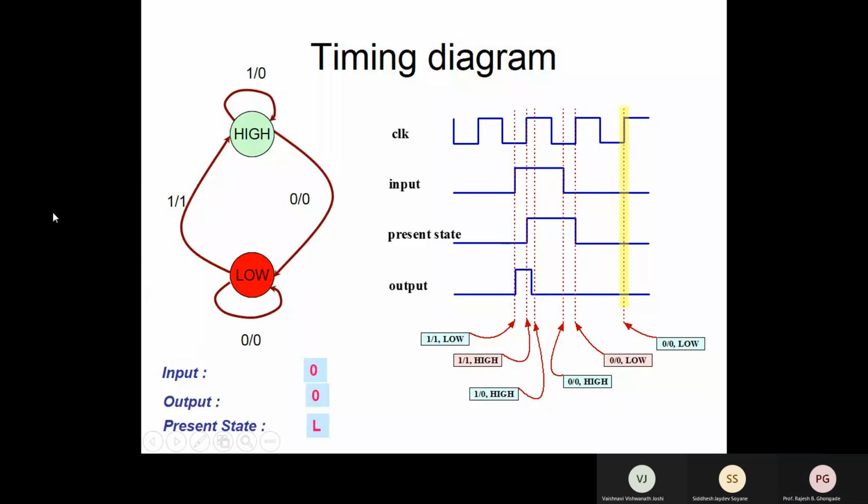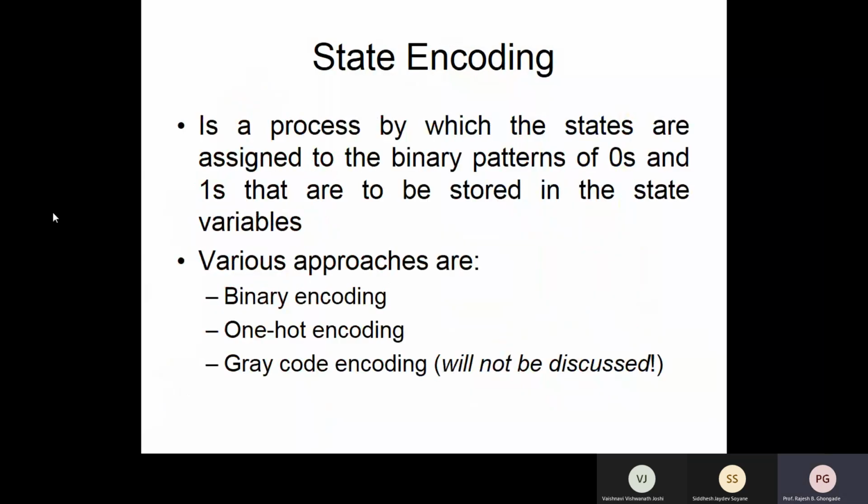All right. So the next process is state encoding. Here what we are going to do is assign binary patterns, zeros and ones, and those will be the state variables. Every state has to be encoded in a binary pattern. There are various ways in which you can do it.